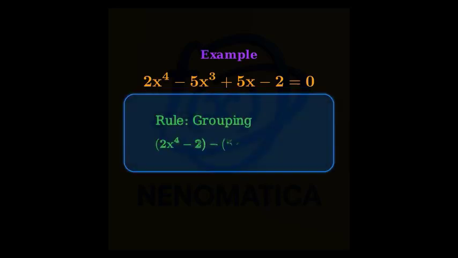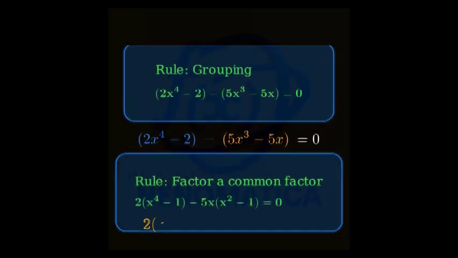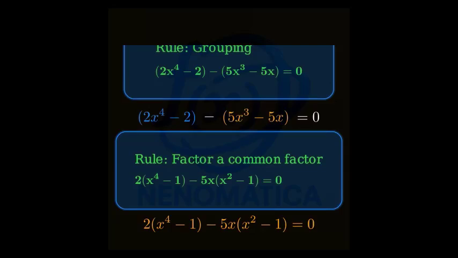That gives (2x^4 - 2) - (5x^3 - 5x) = 0. Step 2. Factor out the common numbers in each group. From the first group we factor out 2, and from the second group we factor out 5x. We get 2(x^4 - 1) - 5x(x^2 - 1) = 0.